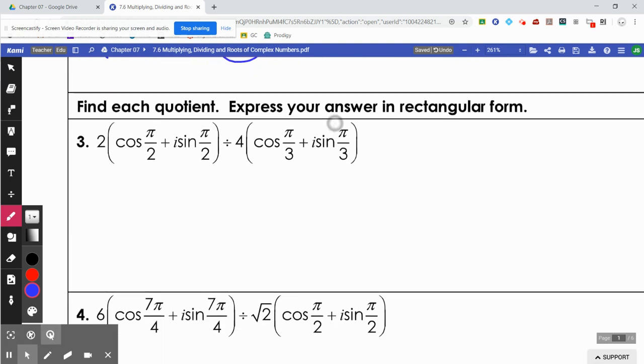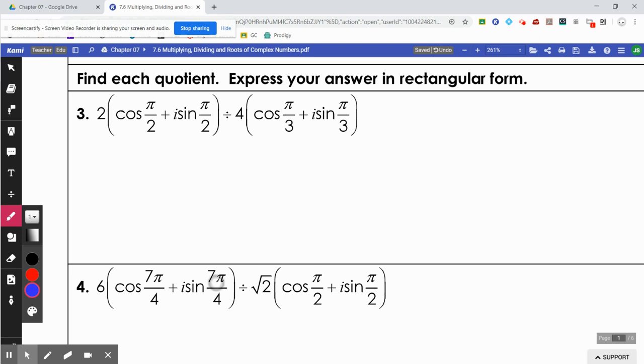Okay, starting with number 3, we're now dividing. Now to divide, instead of multiplying the two numbers out front, you simply divide the two numbers. So you have 2 divided by 4. Then you have the cosine of. Instead of adding the two angles, you'll subtract them. So you're going to do pi over 2 minus pi over 3.